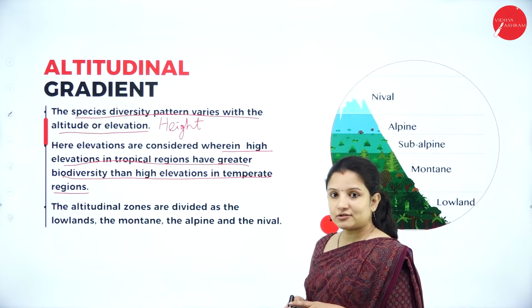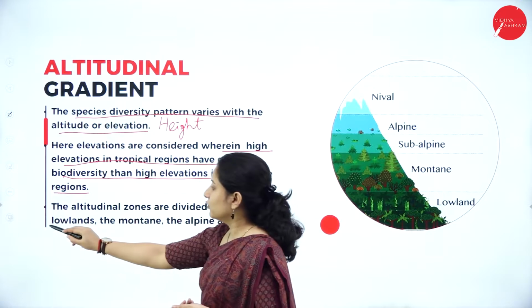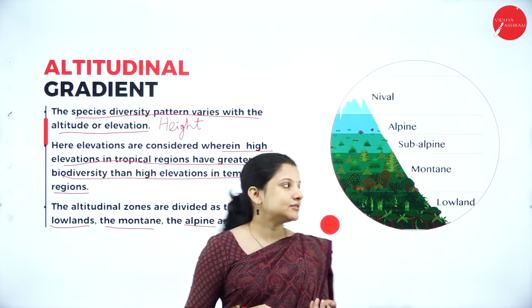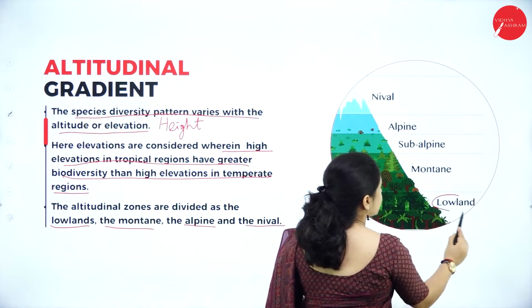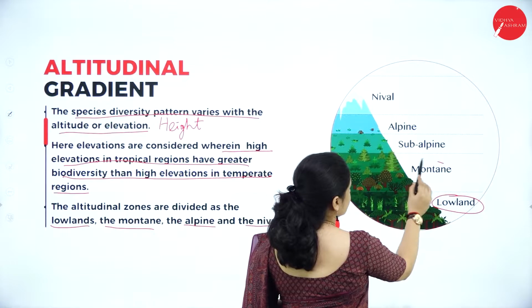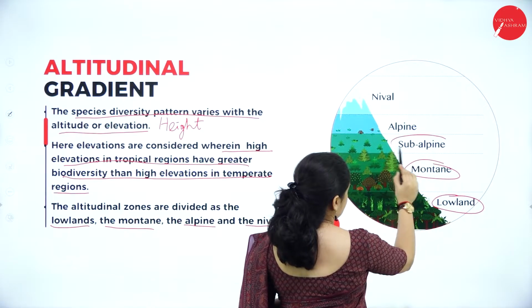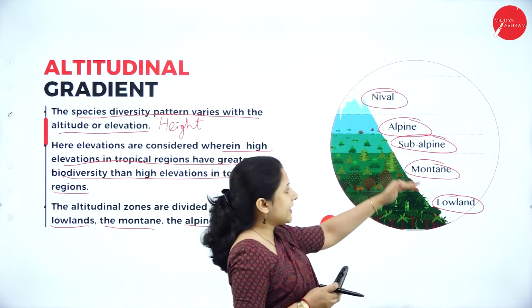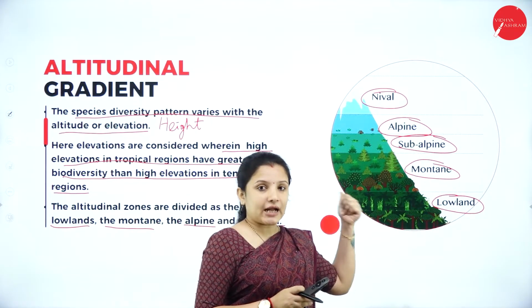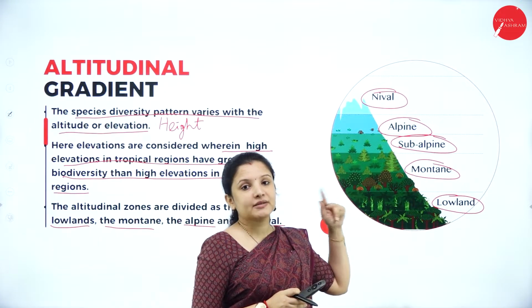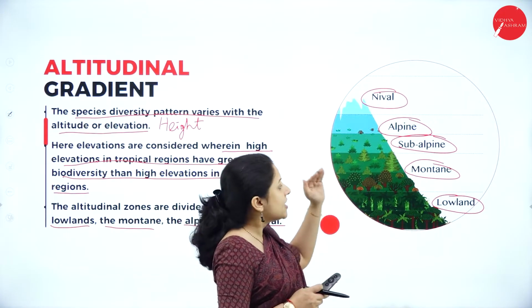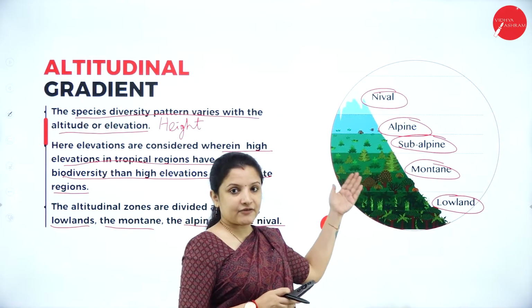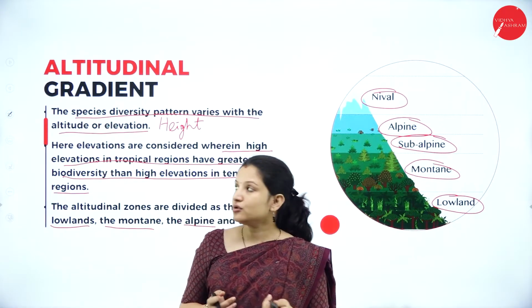The altitudinal zones are usually divided as the lowlands, the montane, the alpine and the nival. As you can see here, we have the lowland, which is rich in species diversity. Next to it is the montane. Then we have the subalpine, the alpine and the nival, based on the height. There we were talking based on the latitude, that is the equator, the tropics, the temperate and the polar region, right? Here we are talking based on the height. So based on the altitude or elevations, the species diversity tends to change.